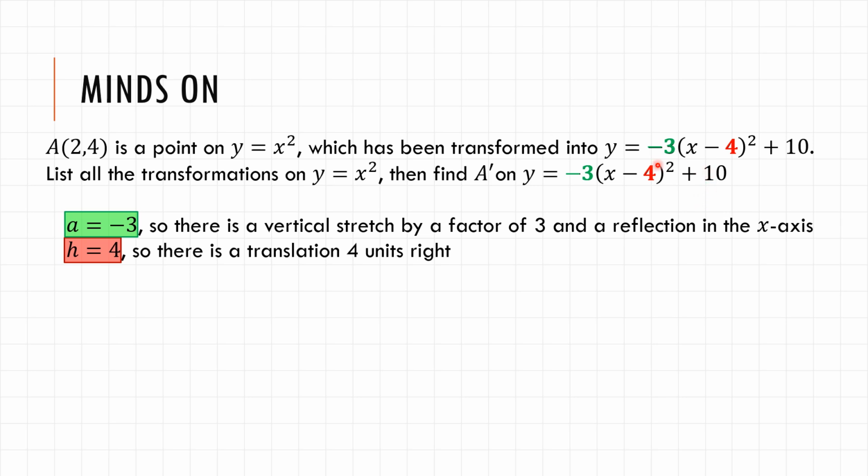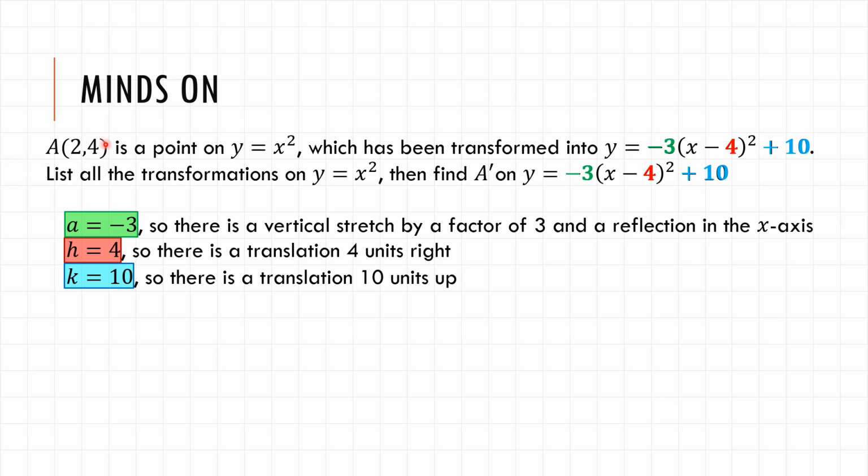The next one we're going to look at, again, going left to right, is the h value. The h value is +4, and it's moving to the right by 4 units. The last value is k. K is 10, and that means that the function is moving 10 units upwards. Easy enough, right?